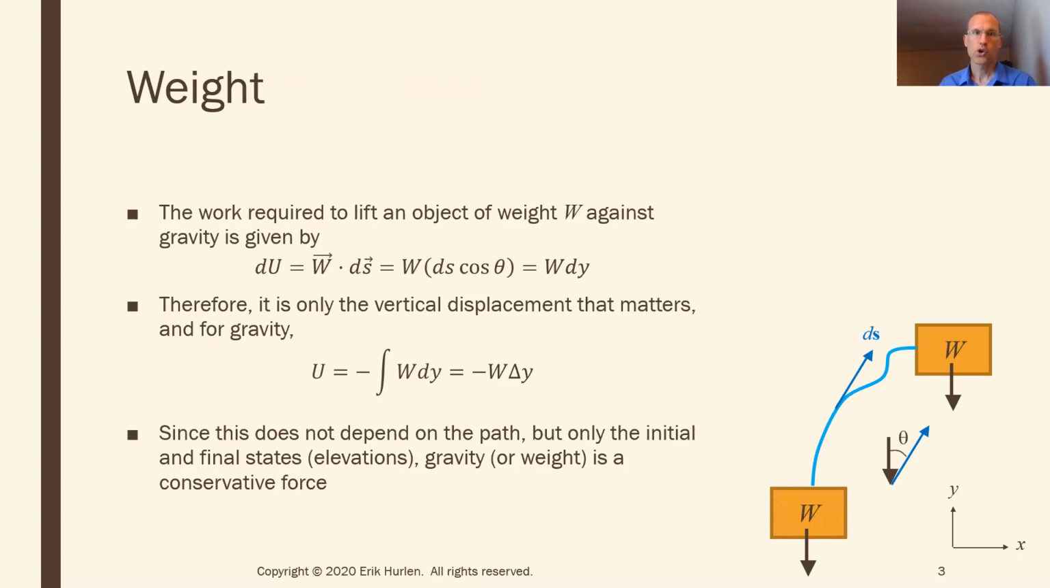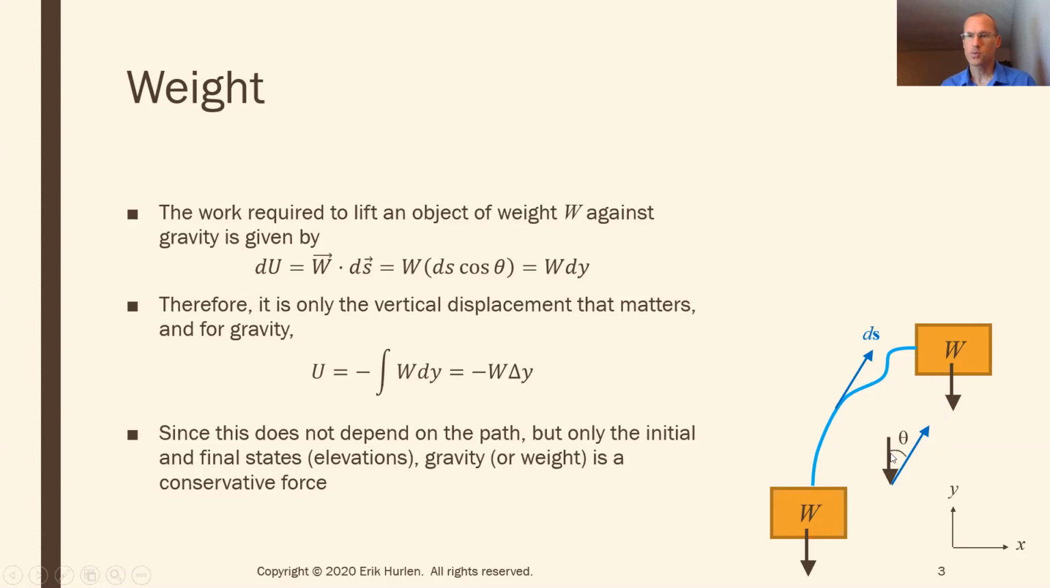So for weight, the work required to lift an object, weight W, against gravity is, again, we saw this definition of work, just the force times the displacement. So I'm moving my box from some location down here, it has a weight W, weight obviously pushes down, and I move it along this line to this position up here. So it has some displacement, ds, at some location, and I'm just drawing it down here in terms of theta between the two forces, or force and displacement. So force W, displacement ds.